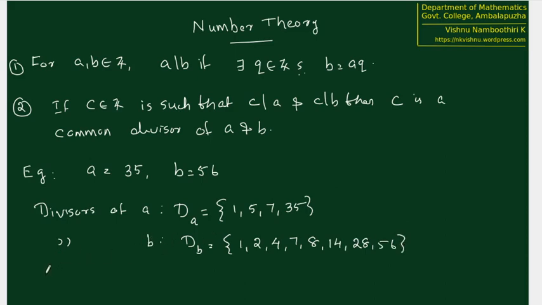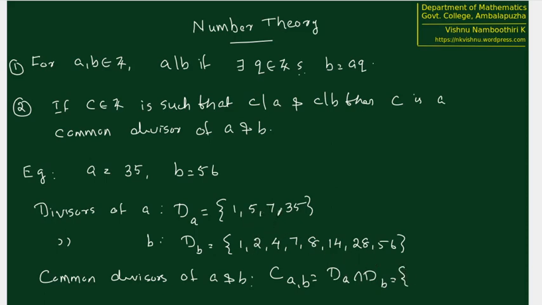So the common divisors of A and B, suppose that we denote this set like this, then this is going to be equal to the intersection of dA and dB. This is nothing but equal to: 1 is common, and after that 7 is common, and that's it, 1, 7. Okay, so we have formed the set of common divisors of A and B, and that set consists of just two elements.